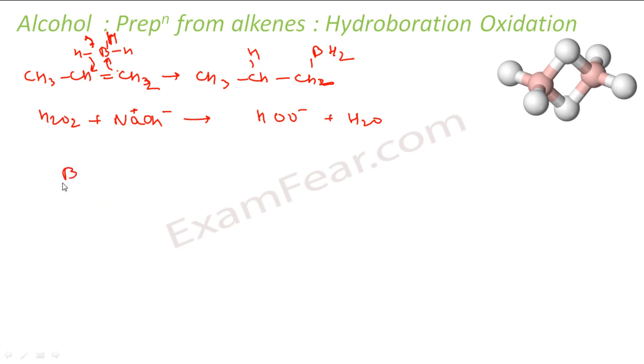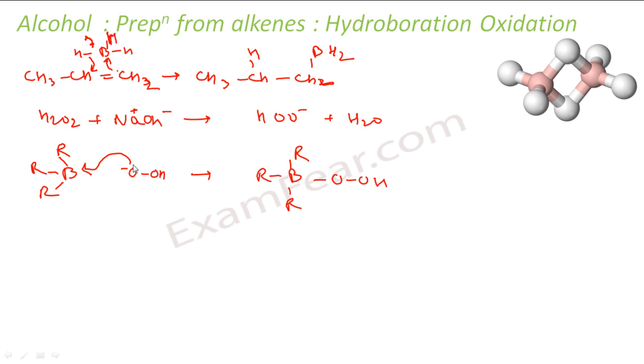Now let's see this beautiful reaction here. I have BR3, trialkyl boron, and this is electron deficient. Boron is electron hungry, and this has a negative charge. So electrons will be attracted towards boron because boron is electron hungry. So what you get is something like this.